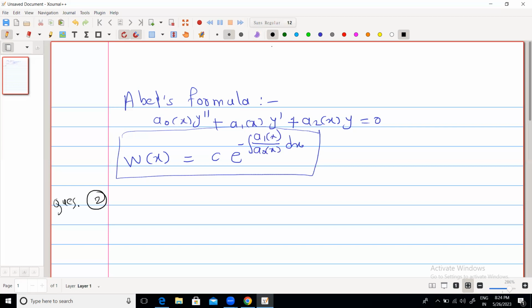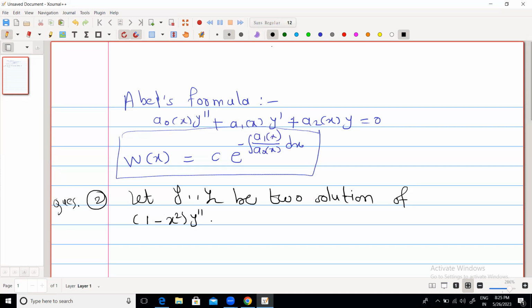Okay, he continue करते. This is one portion. Let y1, y2 be two solutions of the differential equation (1 minus x square) y double dash minus 2x y dash plus sec x y is equal to 0 with initial condition y of 0 is 0.